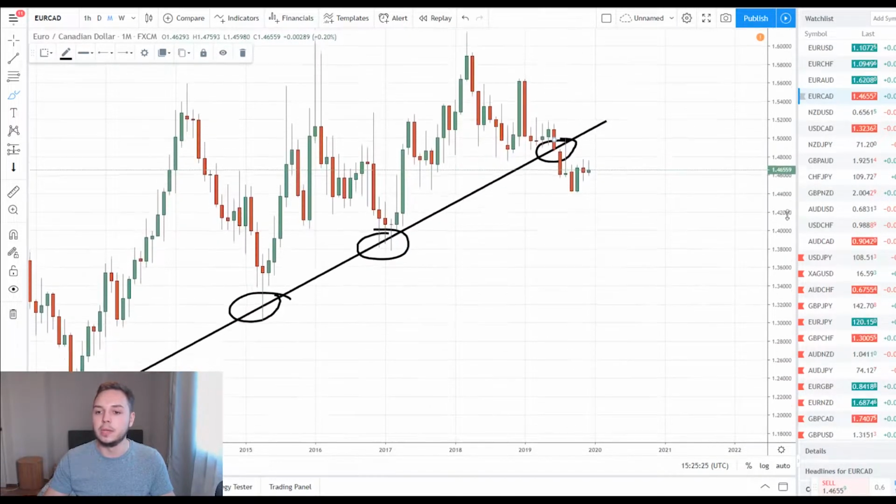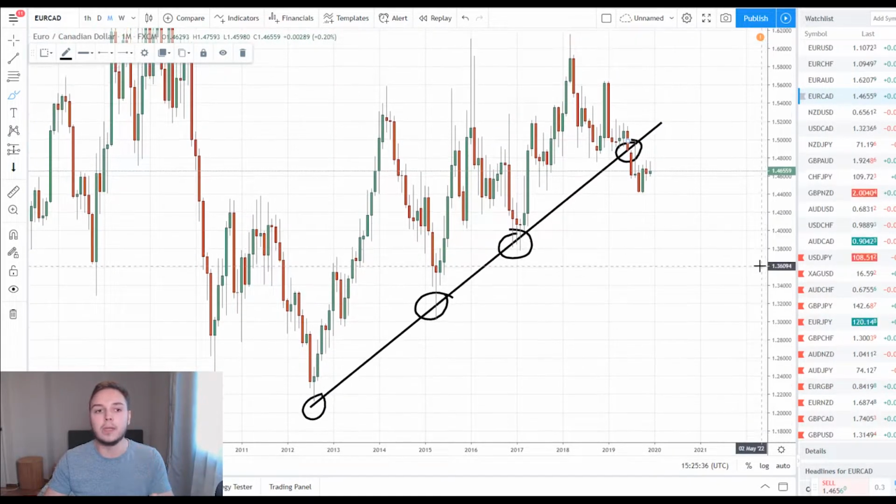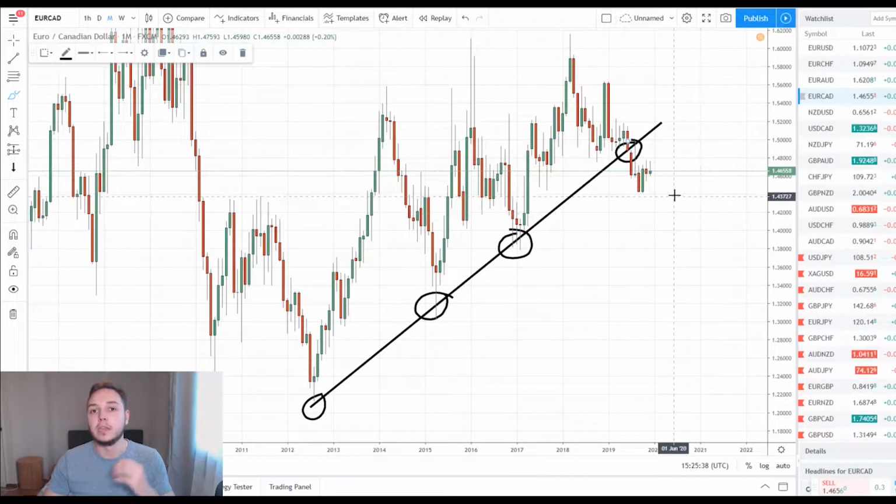If we just zoom in, once it broke out with this red bearish engulfing candle, there was a push to the upside, retesting the break, and now it went down. So obviously the bias for the EuroCAD is going short.